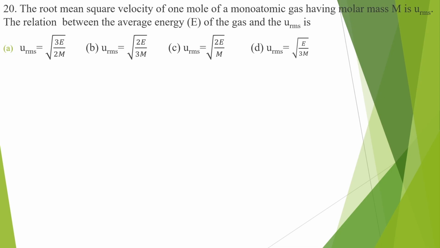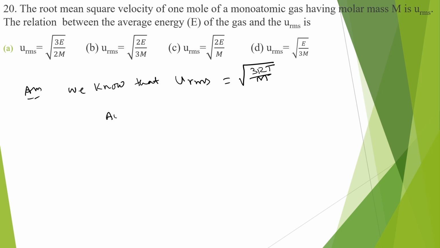And the last problem we discuss here is that the root mean square velocity of 1 mole of a monatomic gas having molar mass m is U RMS. The relationship between the average energy of the gas and the U RMS is asked. So we know that U RMS is root over 3RT by m.